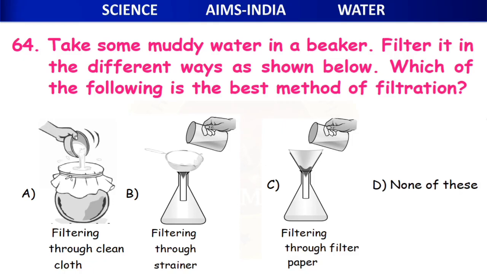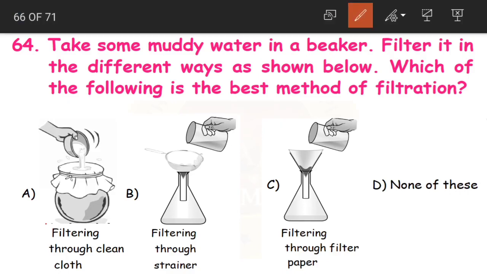Take some muddy water in a beaker. Filter it in the different ways as shown below. Which of the following is the best method of filtration? So you have taken muddy water in a beaker, and we are going to filter it in different ways as shown in the figure. See here. Which one has the best method of filtering water, which is called filtration? So here, see children, we have tied a very clean cloth to the mouth of a container or a pot, and we are just pouring the water. This is one method. Another method is, we have kept a strainer.